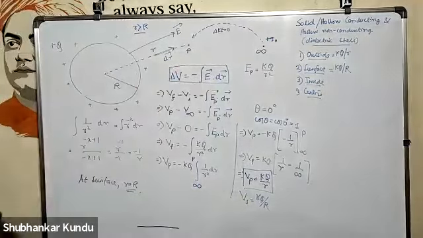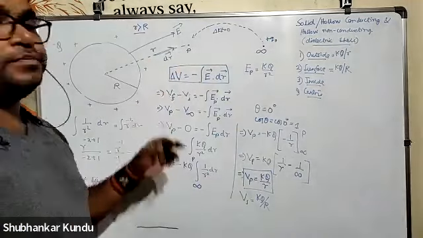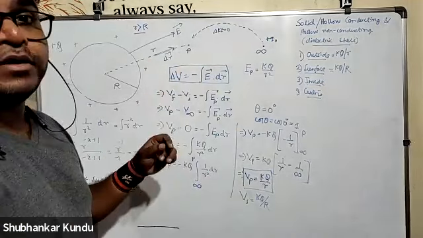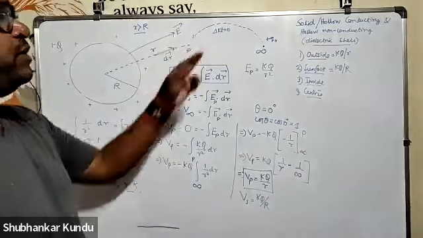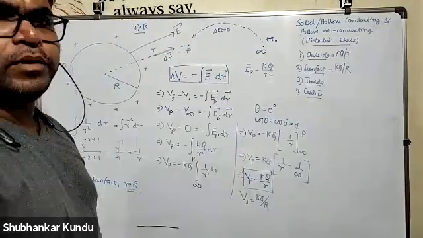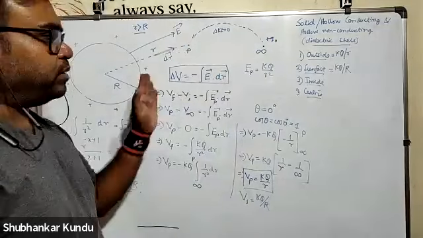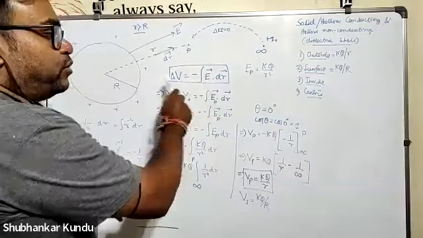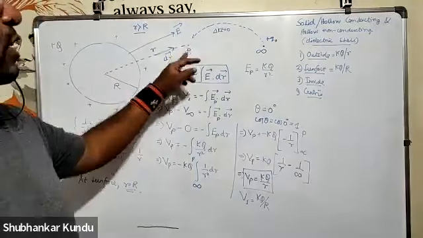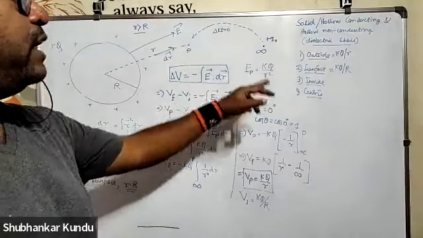Now we know how to calculate potential at a point when the electric field is given. We know the electric field here: E = KQ/r². We have to find the potential. So, potential calculation: when electric field is given, calculate potential at P, with the electric field given as KQ/r².